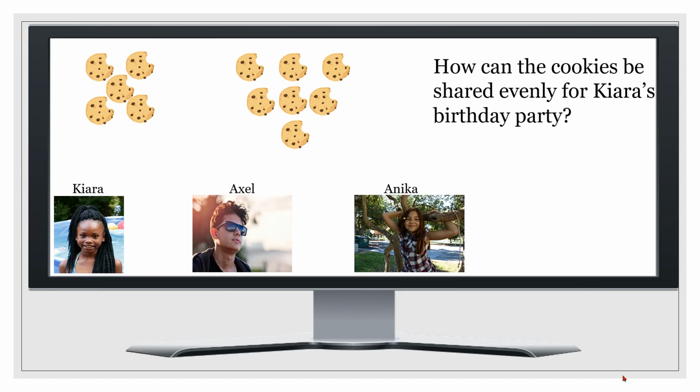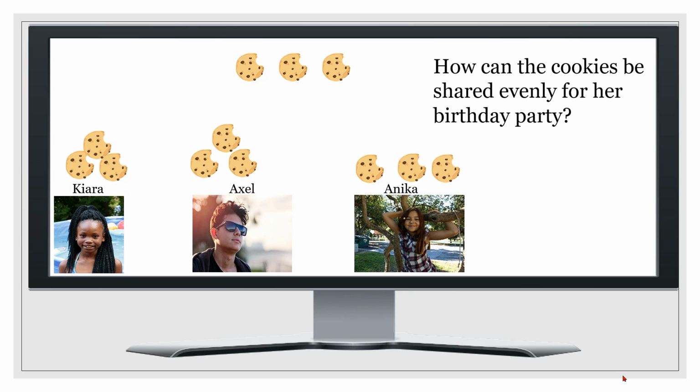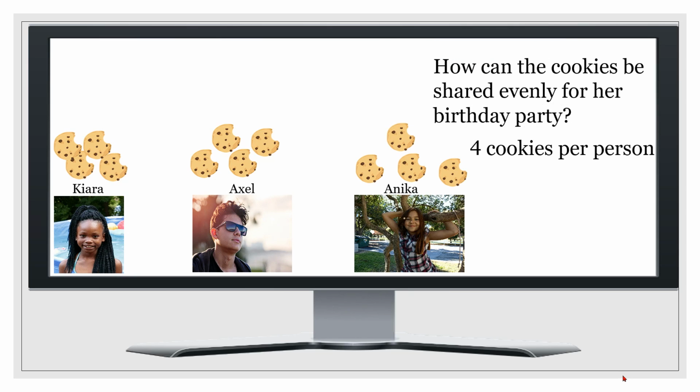Well, there are several ways that I can think of to do it. One way to do it is to just start distributing the cookies. So we could give each person a cookie one by one, handing them out until we're all out of cookies. And if you see after I do this, I end up with each person getting 4 cookies.